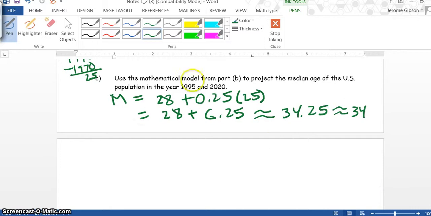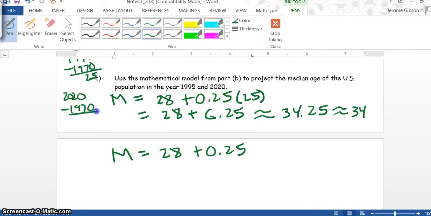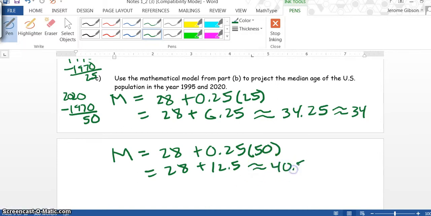Now, we also want to use 2020. So we had M is equal to 28 plus 0.25. And remember, we have to take this 2020 minus 1970 because this is since 1970. 2020 minus 1970 is 50. So it'd be 28 plus 0.25 times 50. So now 0.25 times 50 will give us 12.5. So we will add 28 plus 12.5, and that will give us approximately 40.5, or if we approximate it to the nearest year, 41 years old. And that would be the average population age in the year 2020.